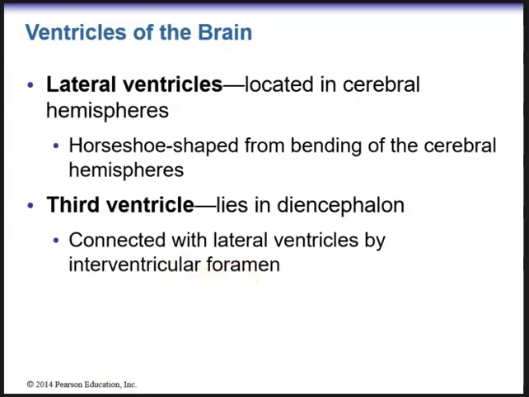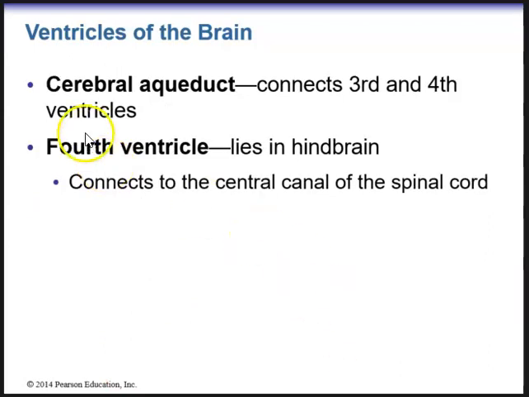From the third ventricle, cerebrospinal fluid will then flow into the cerebral aqueduct. The cerebral aqueduct connects the third and the fourth ventricles. So from the cerebral aqueduct, cerebrospinal fluid will then flow into the fourth ventricle, which lies in the hindbrain. We saw it anterior to the cerebellum, posterior to the pons of the brainstem. The fourth ventricle connects to the central canal of the spinal cord.